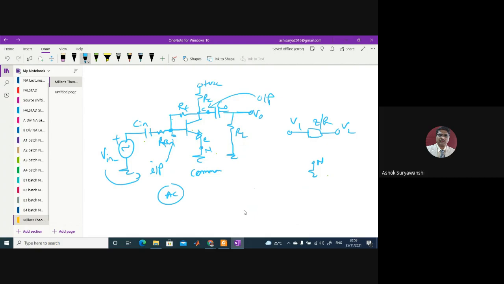In that case, for the AC circuit, the coupling capacitors become short, right? The DC voltage also becomes short, because this battery voltage, plus VCC, is replaced by its internal resistance, which is short. So this is going to be short. The capacitance is going to be short for AC.